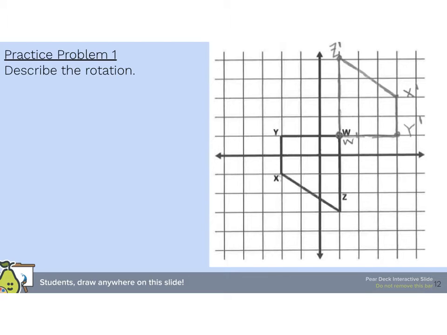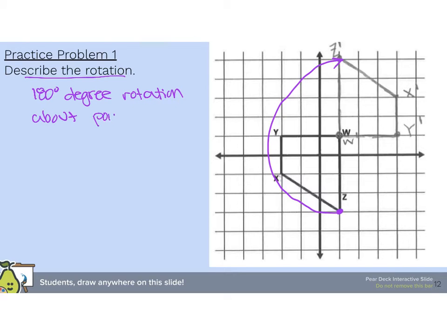Okay, so we have this quadrilateral. We need to describe the rotation. So I'm just going to pick a point. If I pick point Z, it moved half a circle. So this is a 180-degree rotation about point W, which is located at (1, 1).